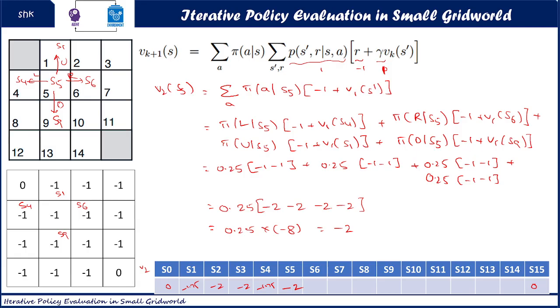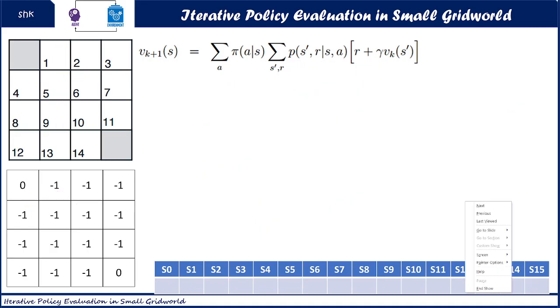Now, we will evaluate the value function V2 for S6 state. So before evaluating the value function, I will update the previously evaluated state values: for S1 minus 1.75, S2 is minus 2, S3 is minus 2, S4 is minus 1.75, S5 we evaluated as minus 2. Now we are going to evaluate this S6.